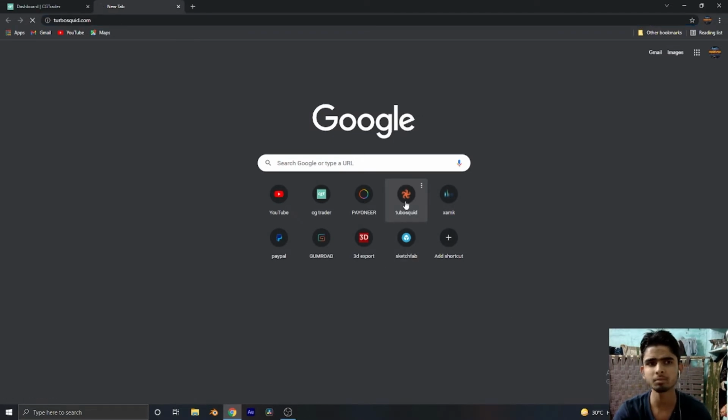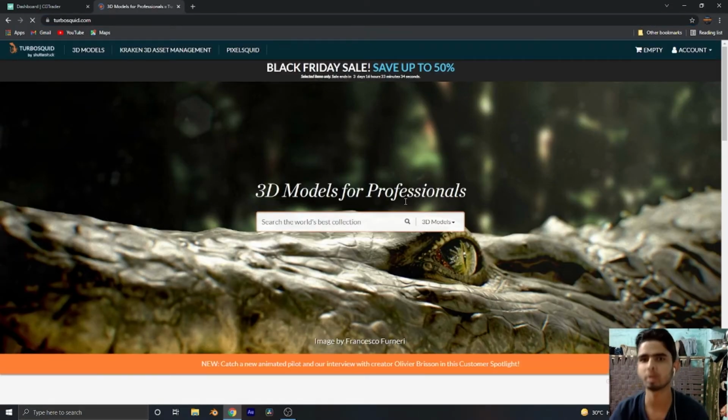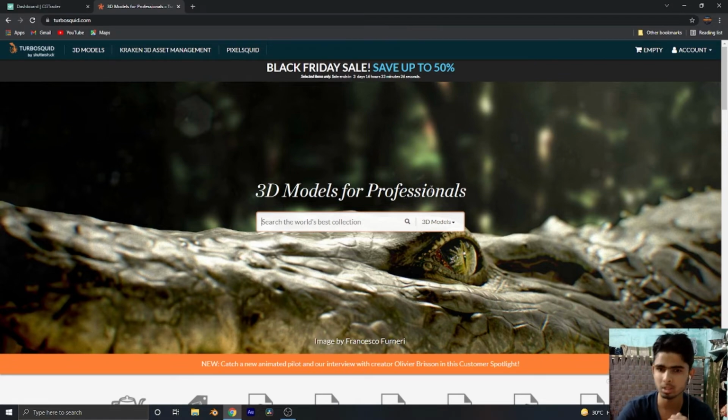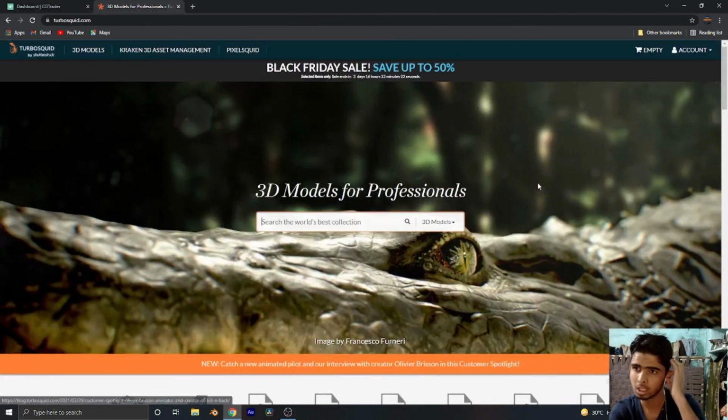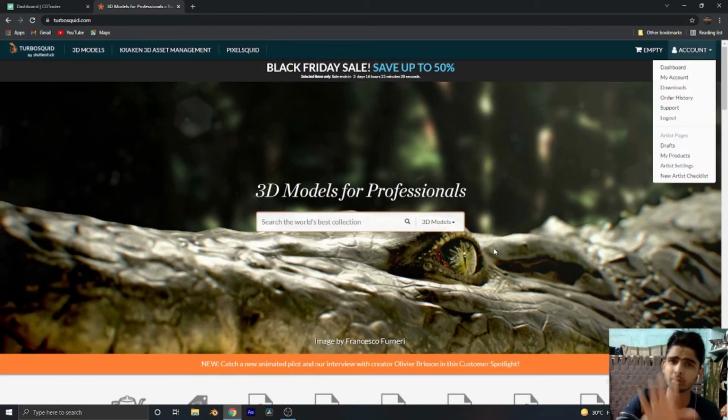The second platform is TurboSquid. TurboSquid is also a worldwide website where you can sell your 3D models. You can see there are a lot of categories here, but TurboSquid has different criteria than CG Trader.